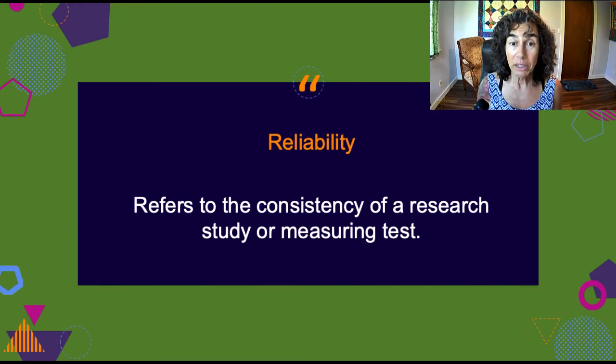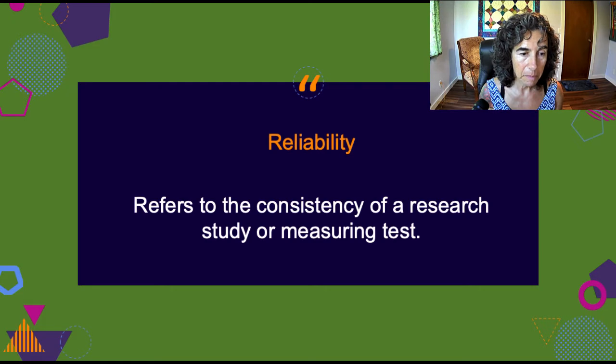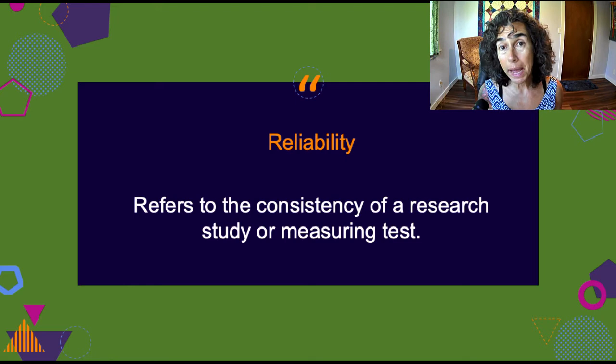Moving on to our next term, reliability. This refers to the consistency of a research study or measurement test. So for example, if a person weighs themselves during the course of the day multiple times, they could expect that they would get similar readings. Maybe not exactly the same, but similar. Scales that measured weight differently each time would be really not very useful, right?